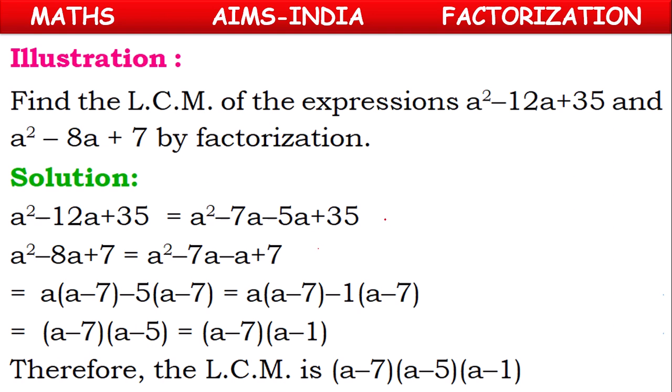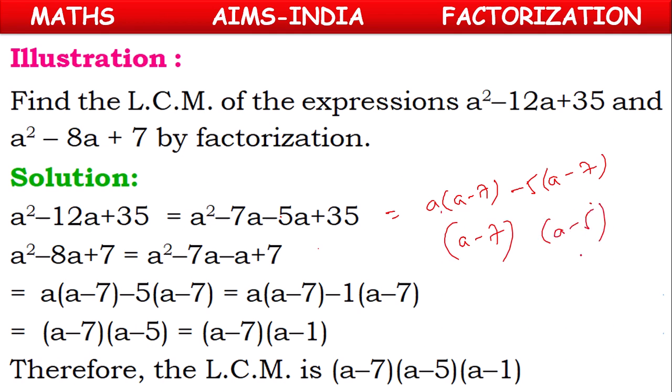Minus 7a minus 5a. If you take a as common, a minus 7 will come. Here, minus 5 as common, a minus 7 will come. Again a minus 7 common, a minus 5 will come. This we have learnt already, children, by that method, the factorization method.